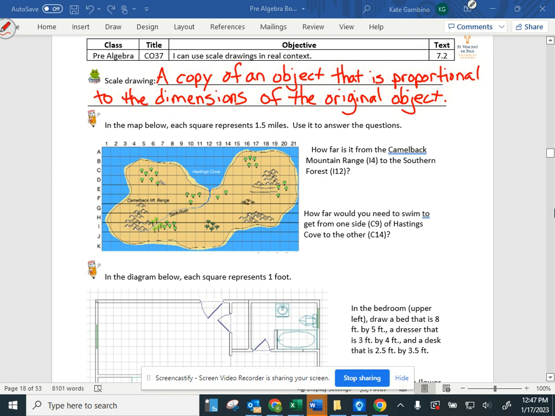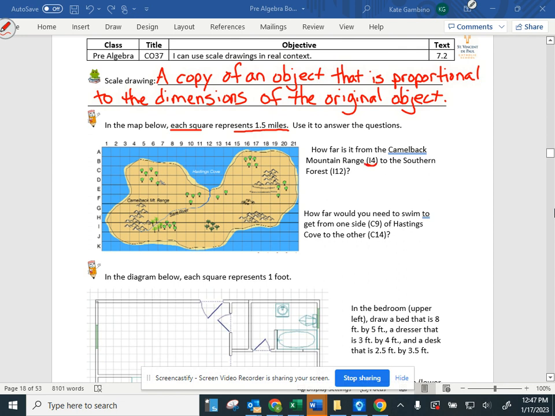So in the map below, instead of looking at a key, they're telling us that each square represents 1.5 miles. So from here to here is 1.5 miles in real life. So we need to use that to answer questions. How far is it from Camelback, the Camelback mountain range, to the southern forest? So right here, it's telling you what square to look in.